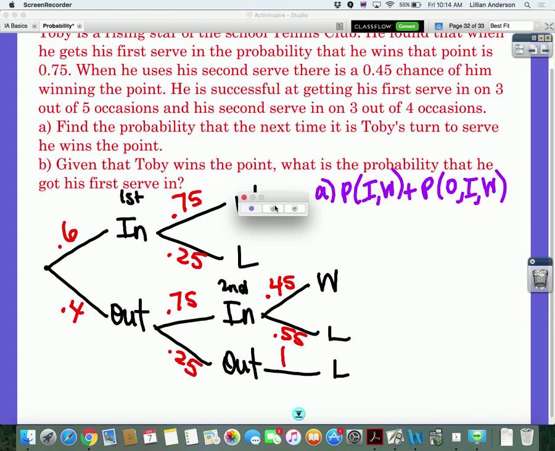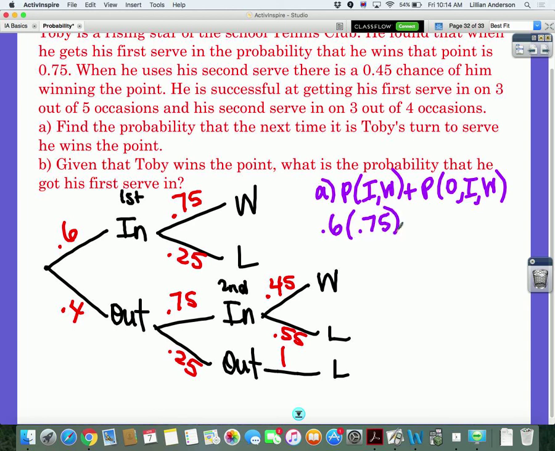So remember, when we're trying to determine these probabilities, we're going to multiply along the branches. So that's 0.6 times 0.75 plus 0.4 times 0.75 times 0.4. We're going to multiply those probabilities respectively and then add them together for a total of 0.585. Yes. So the probability that he wins the point on his next serve is going to be a little over 50%.